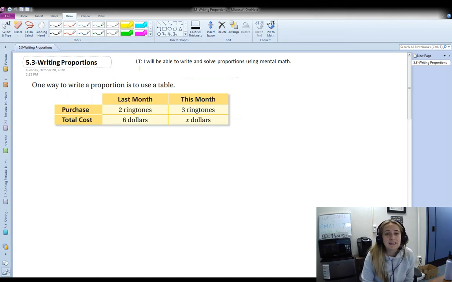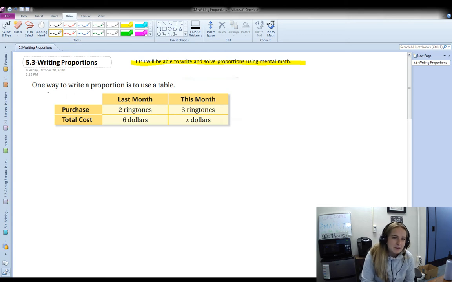Okay, to begin, let's make sure we write down the learning target, which is I will be able to write and solve proportions using mental math. So we're going to be talking about writing and solving proportions. And today is mostly going to be about using mental math.